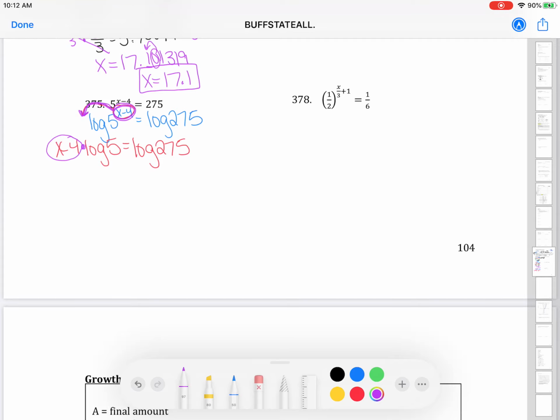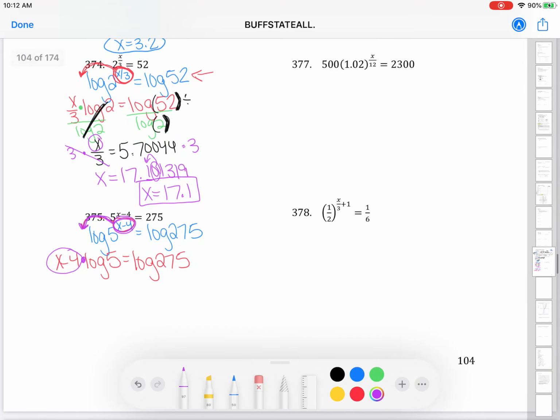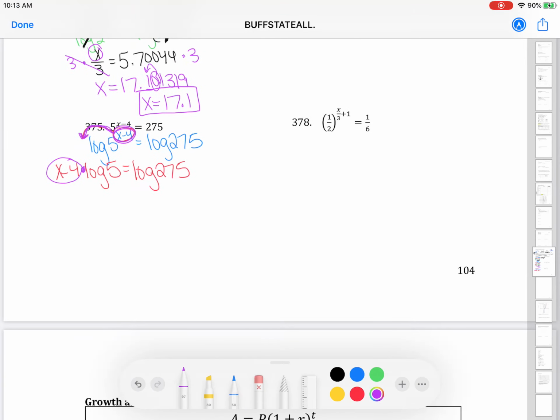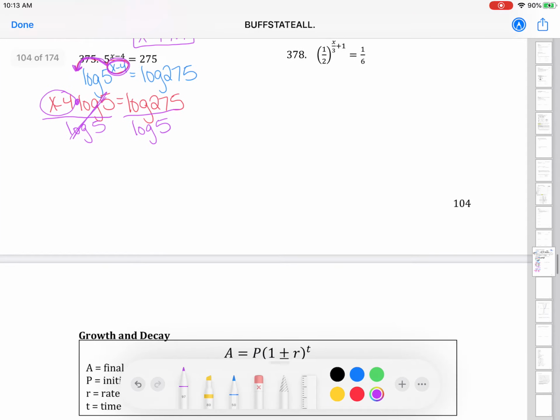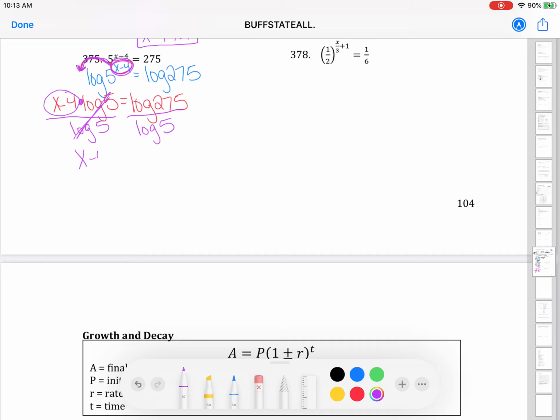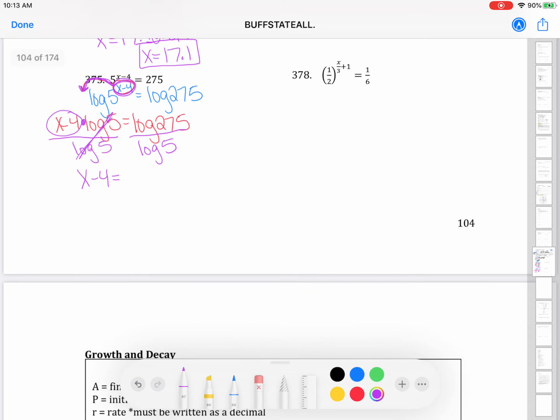So if your goal is to get x by itself, think of what's happening between this and the log of 5. They're being multiplied just like they were in the last example right here. So to get rid of that times log of 5, you're going to divide by the log of 5, and that cancels out. Over here, divide by the log of 5. So on the left side, you're just left with x minus 4, which is awesome. On the right side, you're going to have to plug that into your calculator.